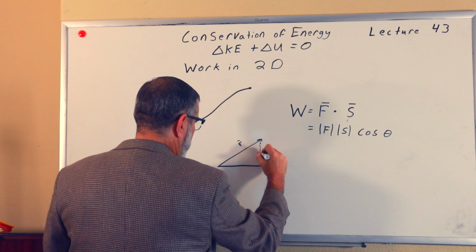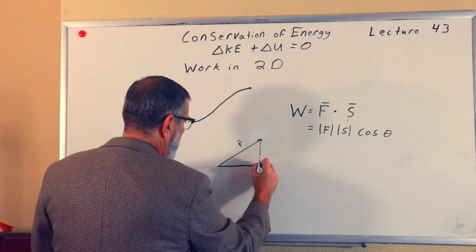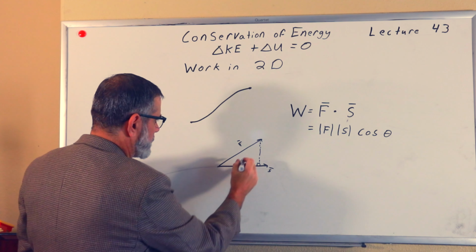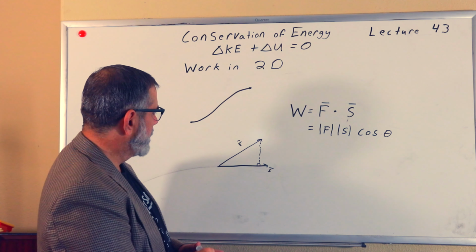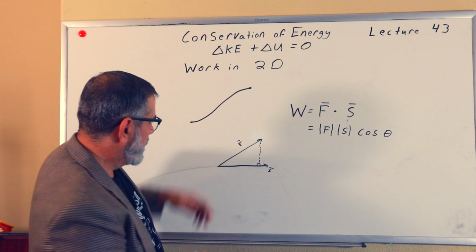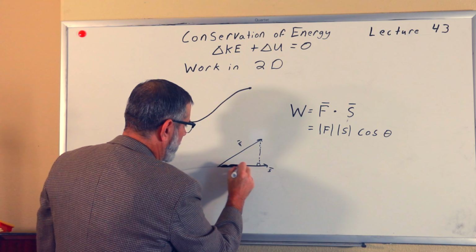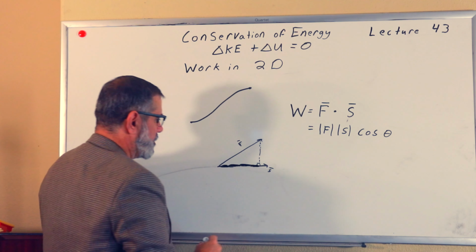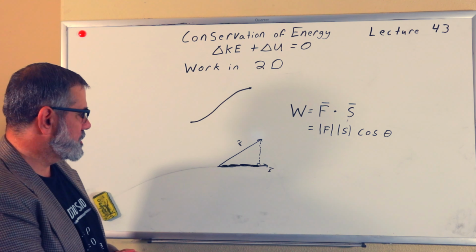And I make this right angle line down like so, right? And so the projection of F onto S is like the shadow that would be cast if you imagine shining a light from directly above, perpendicular to S. It's the shadow that's cast down here, okay? And so that is the component of the force that's acting in the direction of the motion, okay?